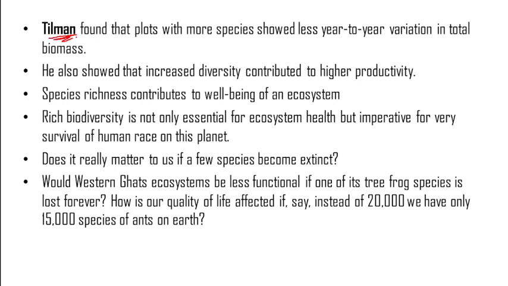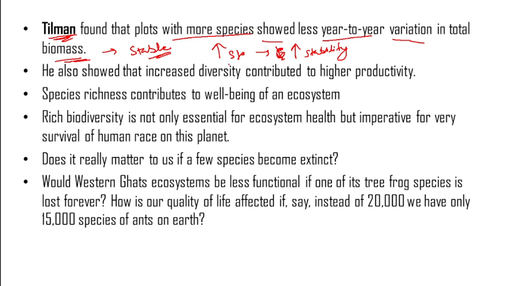So Tilman found that plots with more species showed less year to year variation in total biomass, and when there is less variation, that means there is more stability. So basically, more species means more stability. Less species, less stability. More species, more stability.